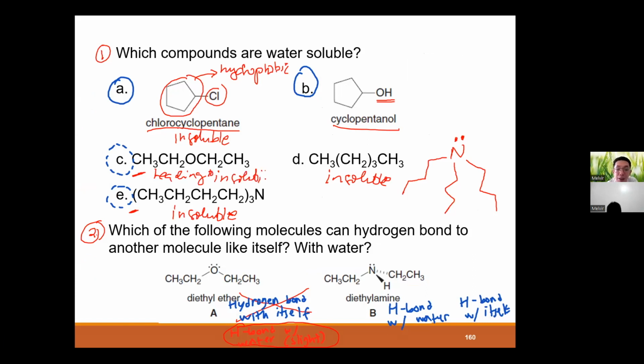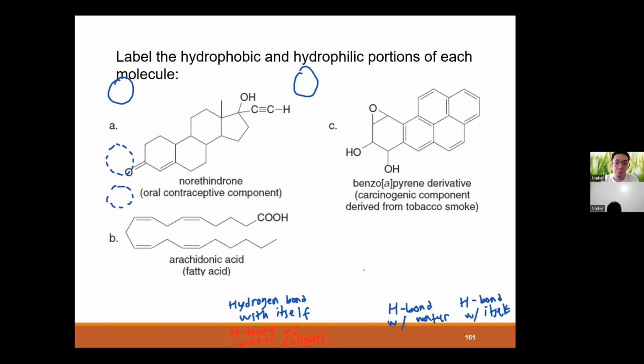C, diethyl ether. Joshua, please take note, diethyl ether cannot hydrogen bond with itself. But diethylamine, since may hydrogen ka pang naka-attach sa nitrogen, it can hydrogen bond with water and can hydrogen bond with itself. Very good. Don't worry, hindi naman to practice set pa. Sa practice set, sasabihan kita kung tama na final answer na ba yan. Dito, kino-correct pa lang kita kung mali yung concept mo.